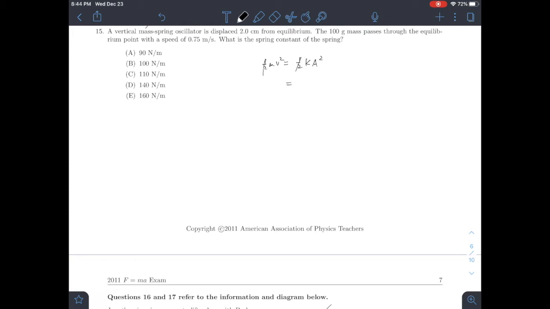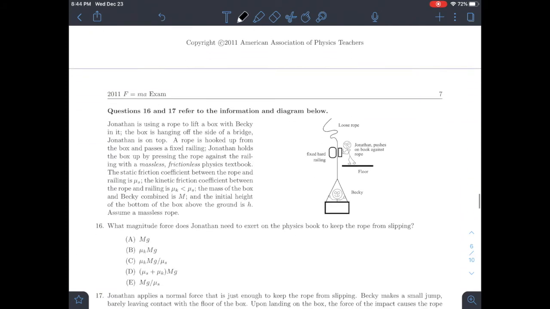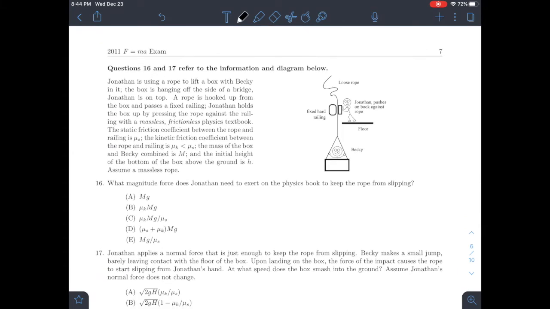So we just cancel out 1/2, and then we have 0.1 times v squared, which is 0.75 squared, equal to k times a squared. And we divide both sides by a squared, which is 0.02 squared, which is equal to k. Then we calculate k. What is k equal to? Let's plug into our calculator. K will be equal to D. Okay, 140.